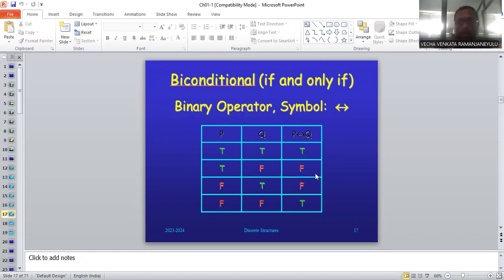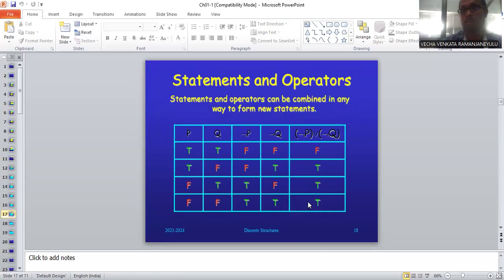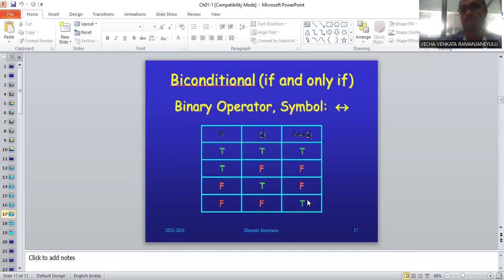Here the binary operator symbol is the double arrow. P is one variable and Q is one more variable. P double implies Q. Here I am using double implies to mean biconditional. When true-true and false-false occur, then only the true value comes. True and true occur, and false and false occur, true value comes. Okay, this is about the biconditional.